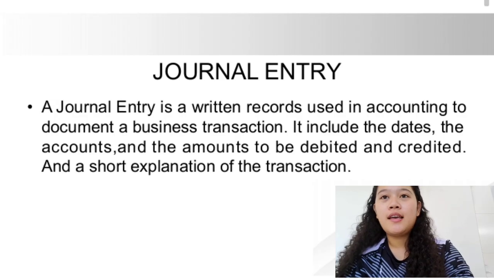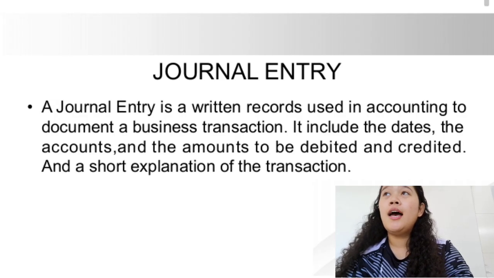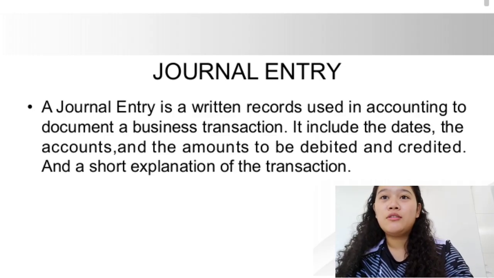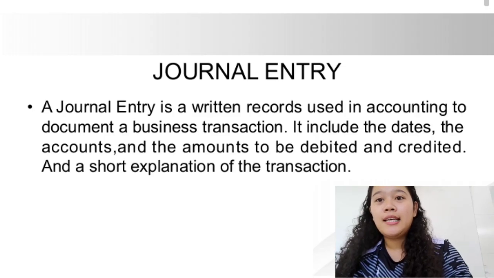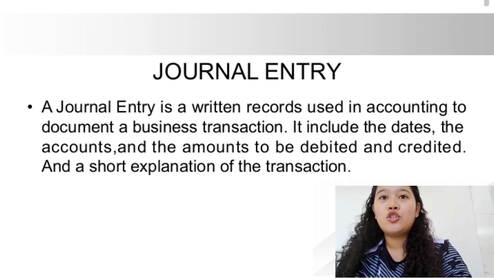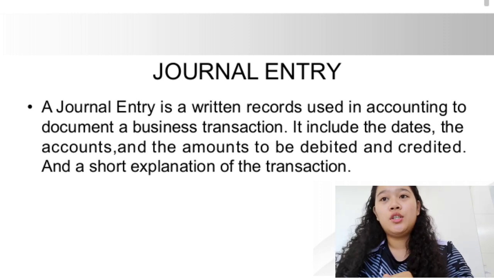My name is LOREJAS, and today I'll be discussing the journal entry. So what is a journal entry? A journal entry is a written record used in accounting to document a business transaction. It includes the date, the accounts, the amounts to be debited and credited, and a short explanation of the transaction. It is recorded in the journal, which is also known as the book of original entry.